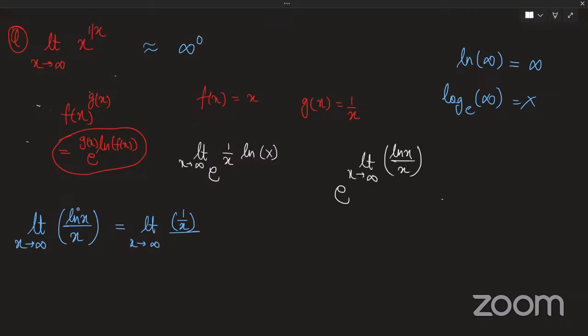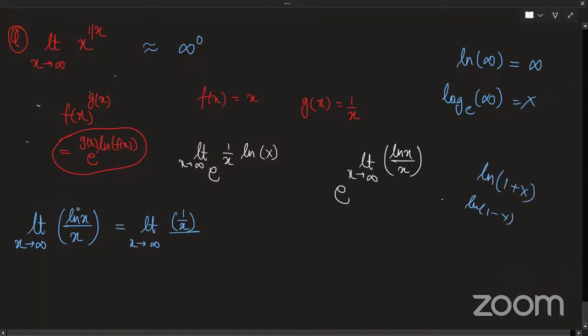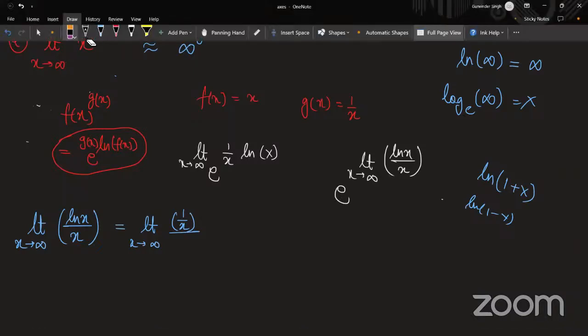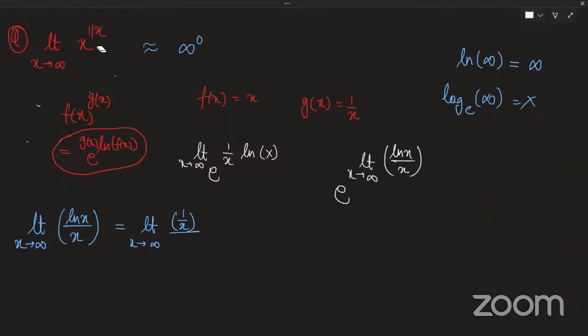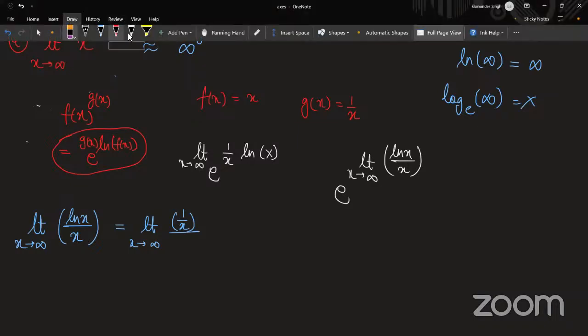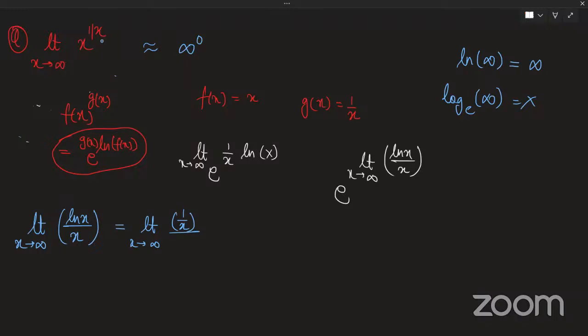for ln x. If you remember clearly, there is an expansion for ln of 1 plus x or ln of 1 minus x. There is no expansion for ln x. So taking highest powers, first of all, it will be really confusing for you to go for the expansion, and you won't be able to do it. And what is the derivative of x? 1.